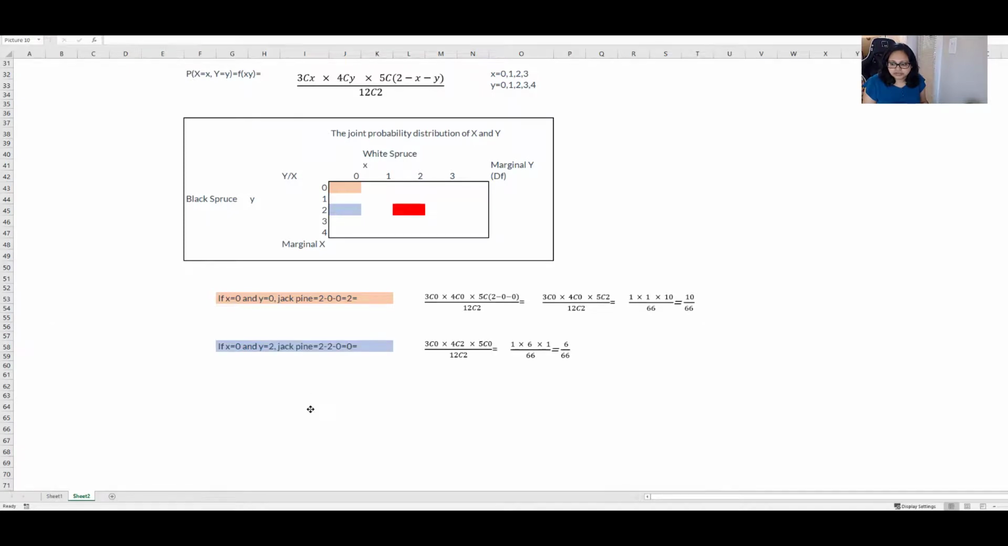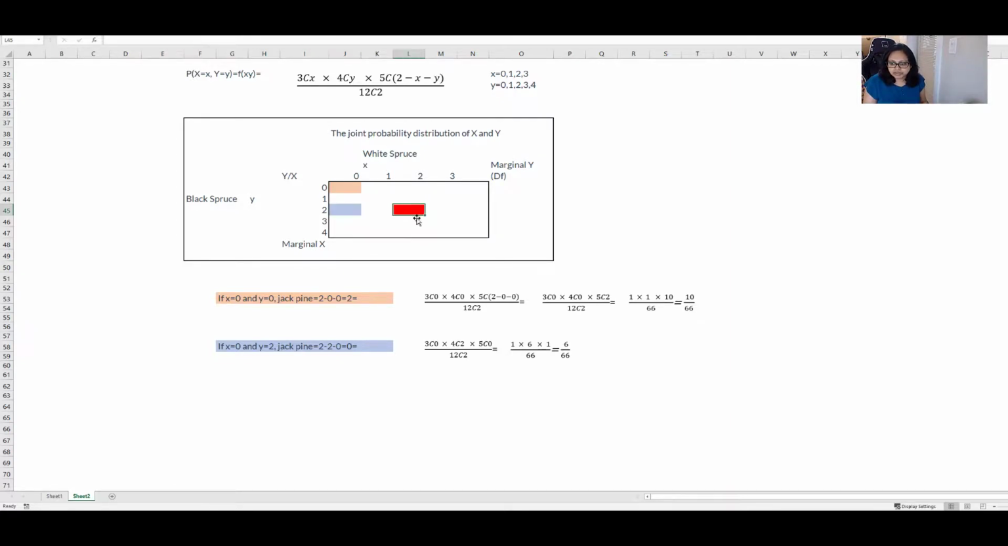How about the next one? I'm showing you another one where we have black spruce 2, white spruce 0, and since we already chose 2, we cannot have anything from jack pine. So that's how I calculated.